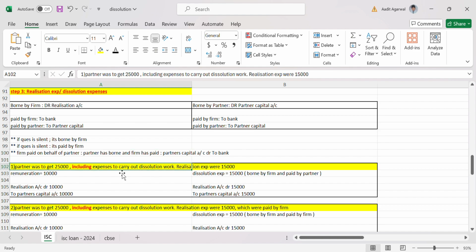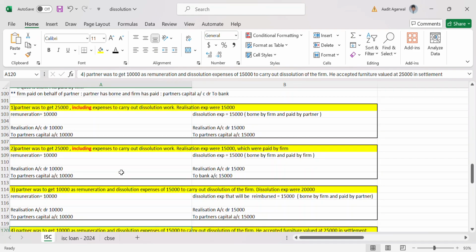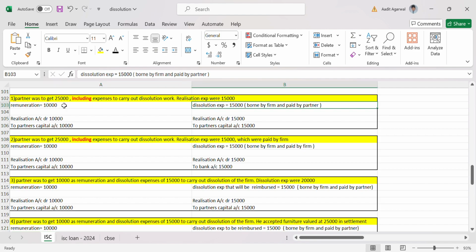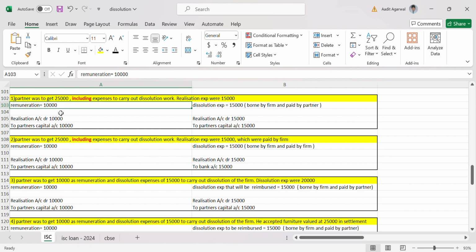There could be some more situations for realization expenses, and you might be asked journal entries. So another scenario could be a partner was to get 25,000 including dissolution expenses, and they give you that dissolution expenses or realization expenses are 15,000. So 25,000 includes this 15,000. Let's break it up into smaller things in order to get my entry. So 15,000 is my dissolution expenses as mentioned. So this means 10,000 is the remuneration he is getting. So for remuneration you always pass the entry realization debit and partner credit.